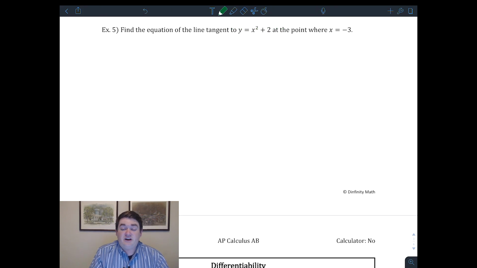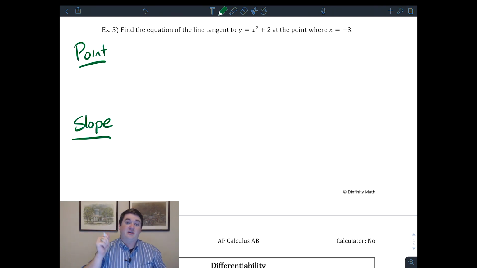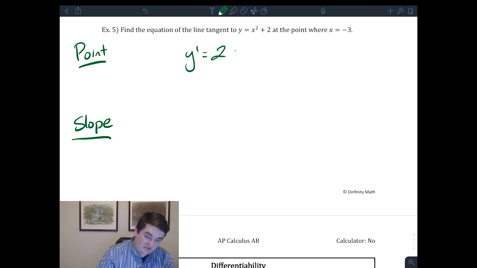In example 5, we're asked to find the equation of the line tangent to y equals x squared plus 2 at the point where x equals negative 3. So I see equation of the line tangent to, so I'm immediately thinking I need point and slope, and I want to point out that this equation, y equals x squared plus 2, is the same one that we had in example 4. So we already know the derivative, y prime, is equal to 2x. So how am I going to find my point? All they gave me was an x value.